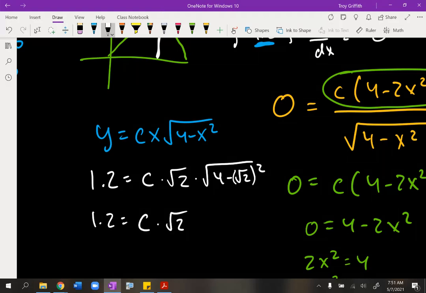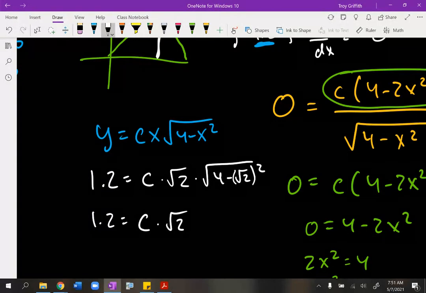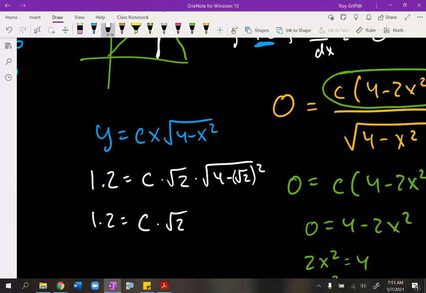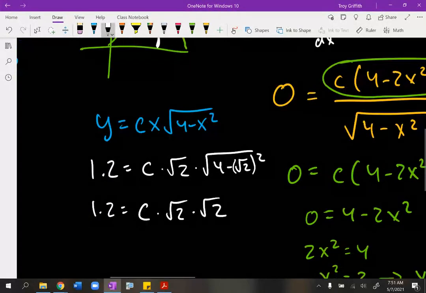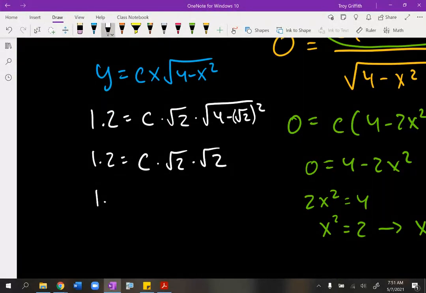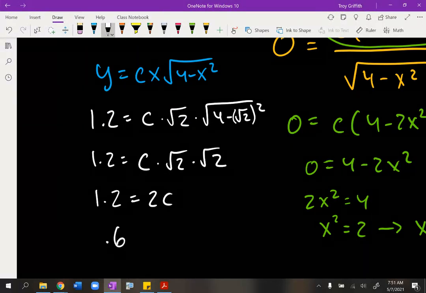This is the square root of 2. 4 minus the square root of 2 squared. Well, the square root of 2 squared is 2. 4 minus 2 is also the square root of 2. Okay, so square root of 2 times the square root of 2 is 2. So when I'm done here, 1.2 divided by 2, I get that c is equal to 0.6.